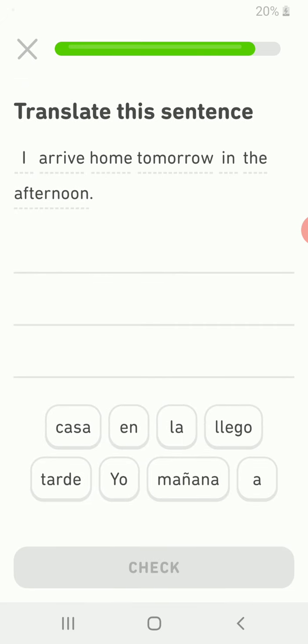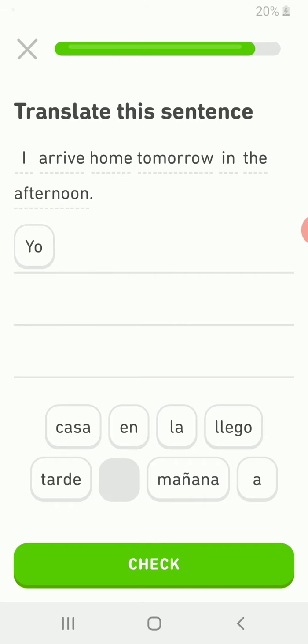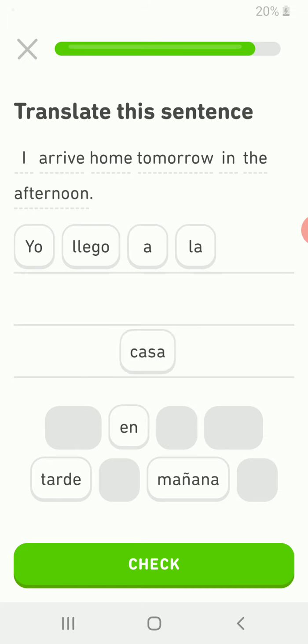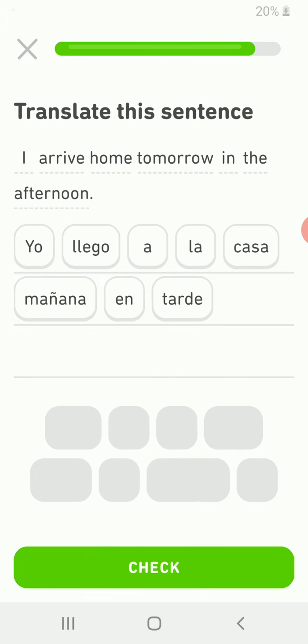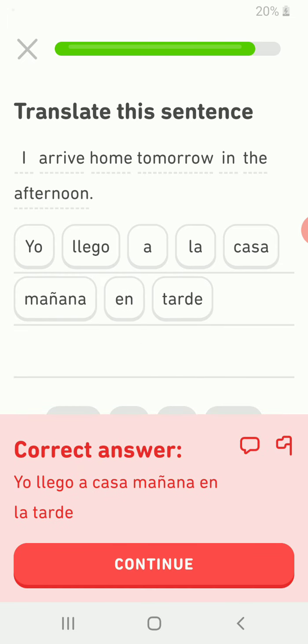Okay. I arrive home tomorrow in the afternoon. So, yo llego a la casa mañana en la tarde. Yo llego a casa mañana en la tarde.